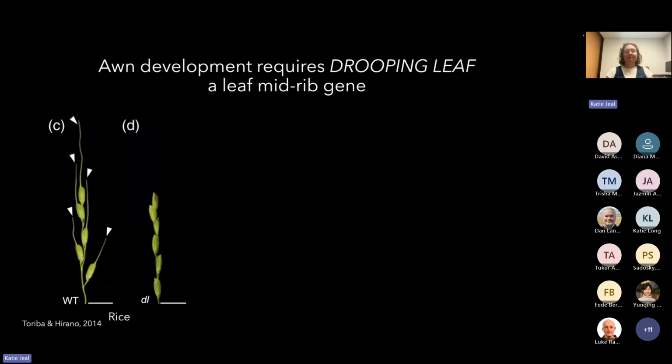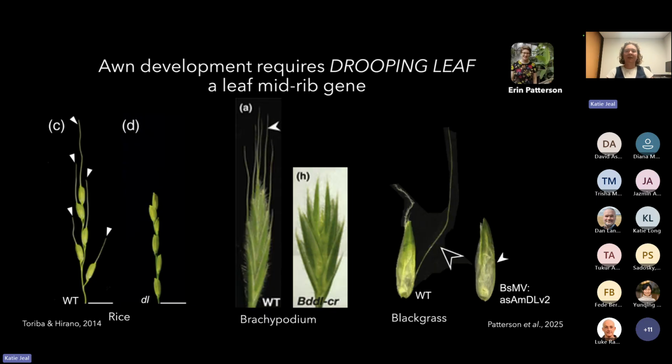But in rice mutants, loss of function of drooping leaf also results in the inhibition of awn development. And Erin expanded on this work by knocking out drooping leaf in Brachypodium and blackgrass, two species where the evolution of awns is independent and they have different awn morphologies. So Brachypodium has straight awns initiating at the tip, whilst blackgrass has a more proximally initiating awn that is twisted and bent.